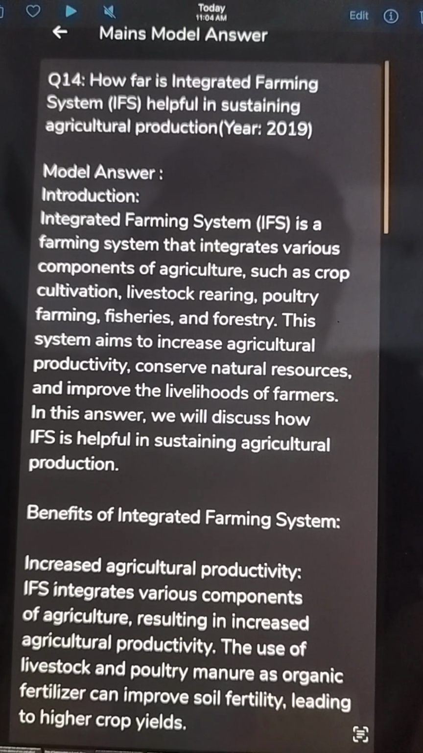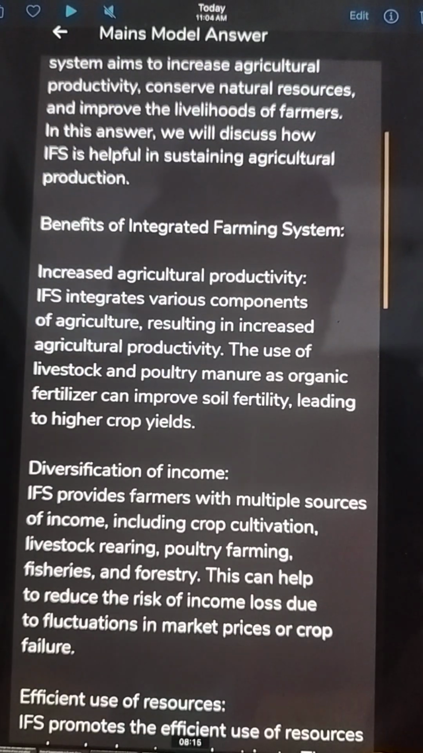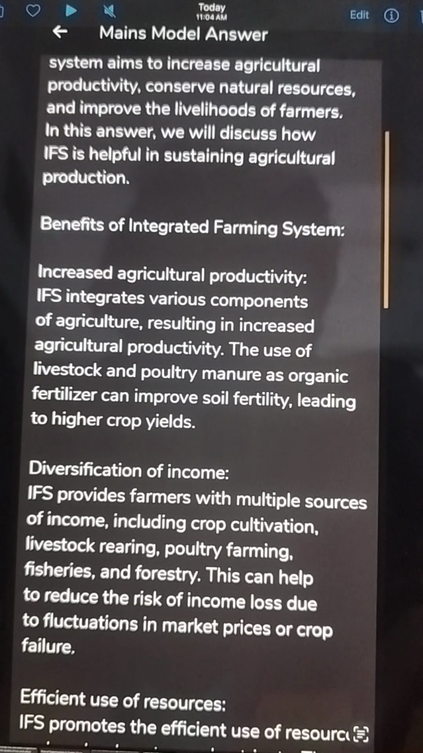Benefits of integrated farming system: increased agriculture productivity. IFS integrates various components of agriculture, resulting in increased agriculture productivity. The use of livestock and poultry manure as organic fertilizer can improve soil fertility, leading to higher crop yields.